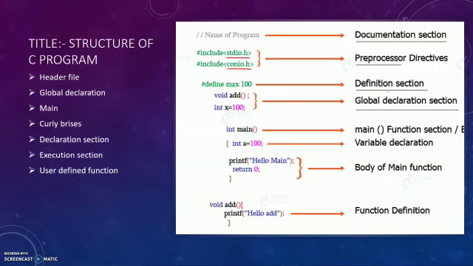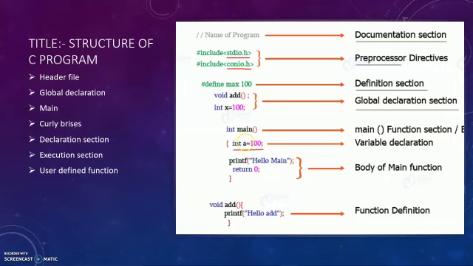Then is the definition section and the global declaration section. Here global variables are declared. Then in the main function, we have the declaration section and the execution section. In the declaration section, variable declaration is done. Let's see this statement.